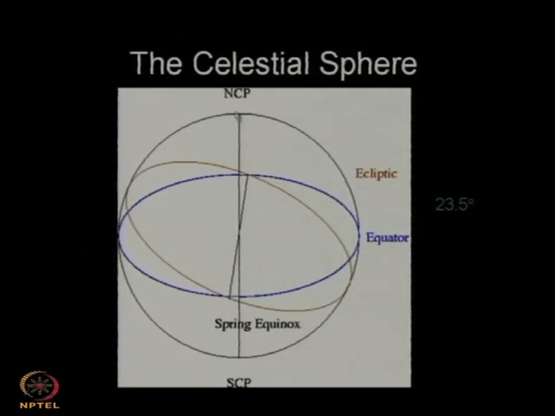Now when we sit on the earth and look at the sky, it is convenient to define something called the celestial sphere. This is a sphere of infinite radius, and all the objects that we see on the sky we think of as being on this sphere. And the rotation axis of the earth, we extrapolate that, and the places where it intersects this celestial sphere are the north celestial pole and the south celestial pole. Just like the north pole and south pole of the earth, we also have the north celestial pole and the south celestial pole.